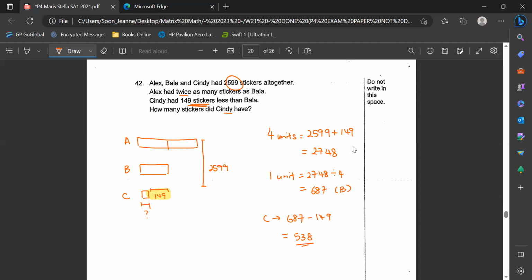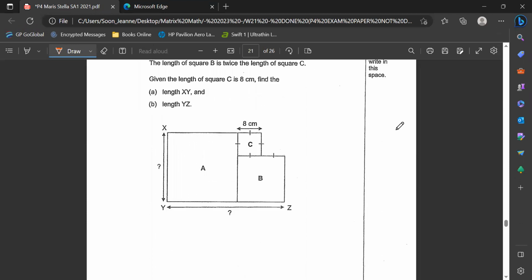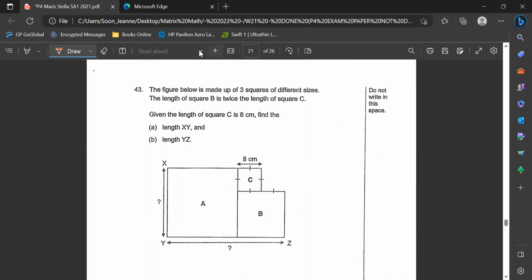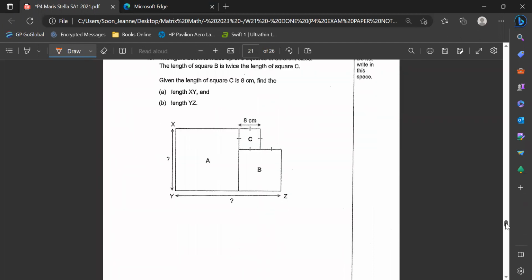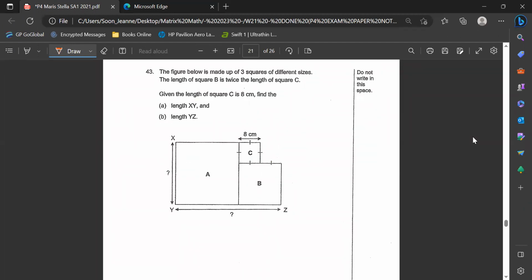Okay. Moving on to question number 43. The figure, oh sorry, the figure below. Okay, let me make it a little bit smaller. Okay, let me scroll. The figure below is made up of 3 squares of different sizes. The length of square B, this one, is twice the length of square C. Given the length of square C is 8 cm, find length XY.